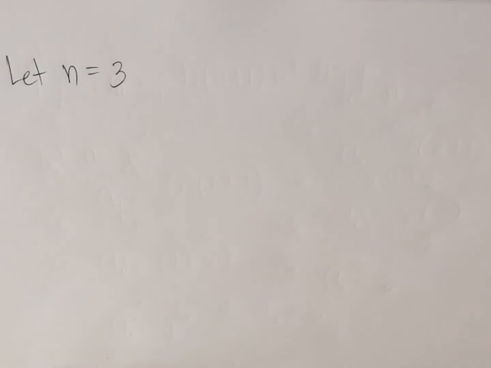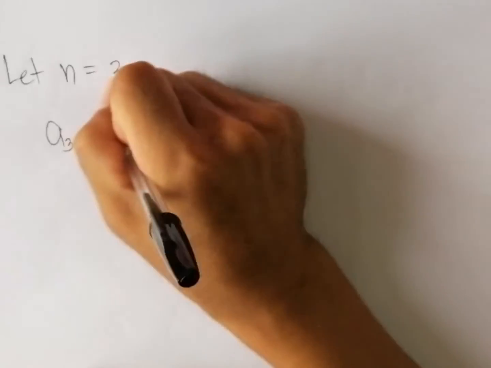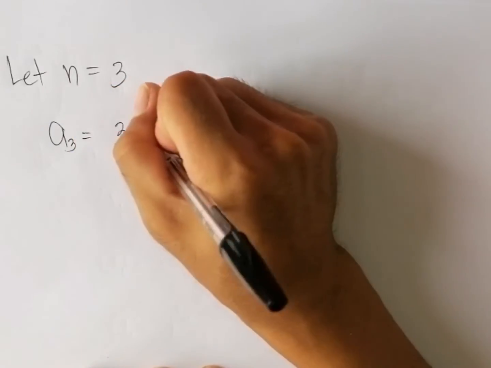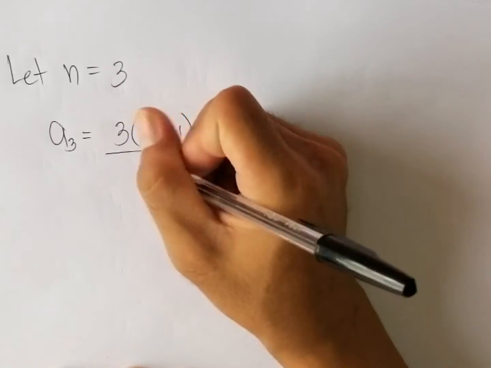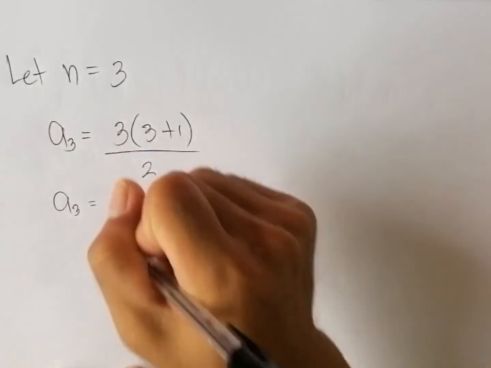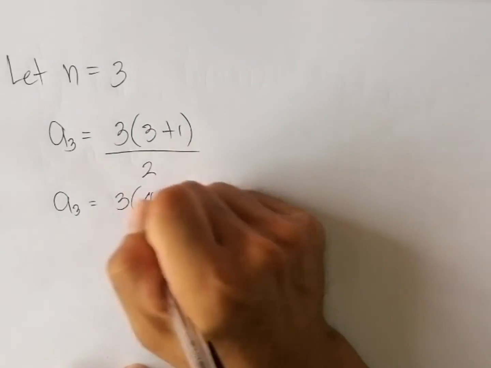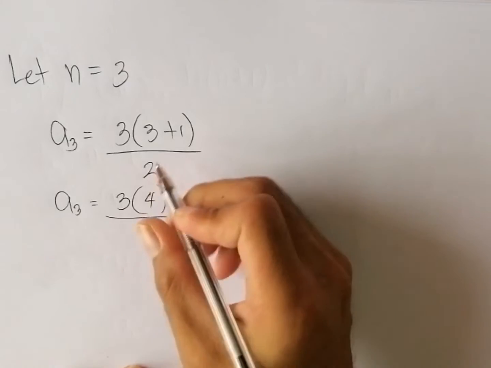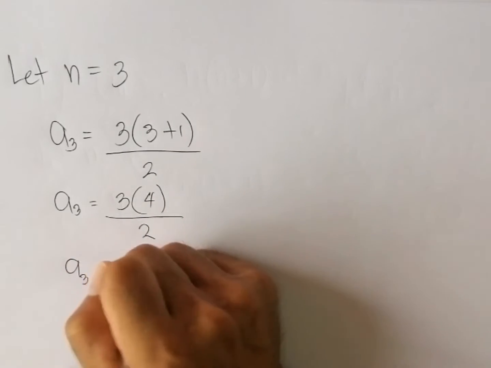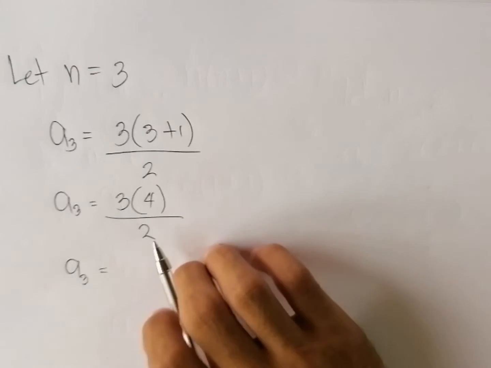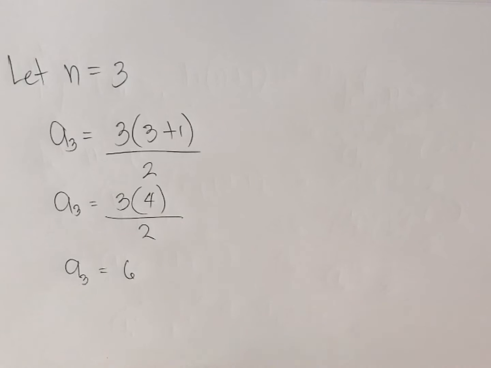Let n is equal to 3. So we have a sub 3 is equal to 3 times 3 plus 1 all over 2. Then a sub 3 is equal to 3 times 3 plus 1, that is equal to 4 all over 2. So a sub 3 is equal to 4 divided by 2, that is equal to 2, times 3, that is equal to 6.